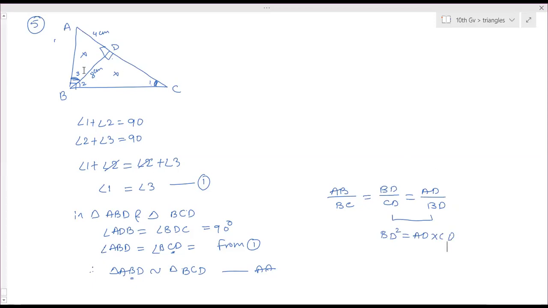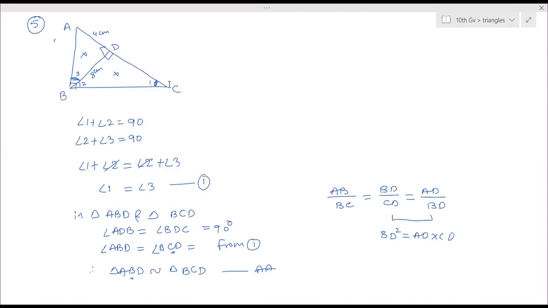For MCQs, you have to remember this statement. If in a right triangle, one angle is 90, and from that vertex, which is 90 degree, a perpendicular is drawn to the hypotenuse, then that value square, so BD square is always equal to AD into CD. This statement you have to remember. BD square is equal to AD into CD. You are using it in many places.